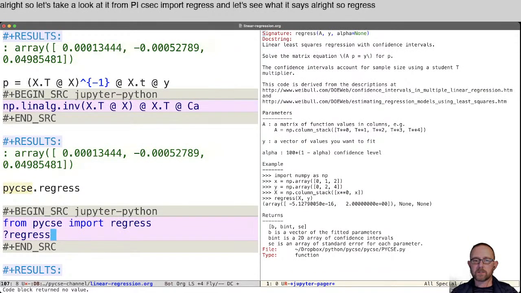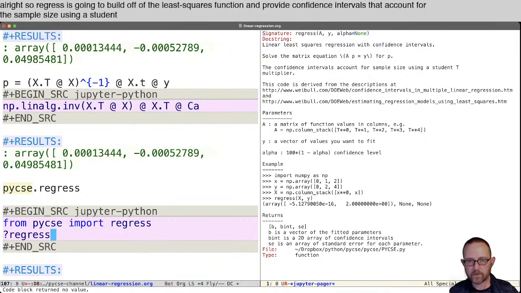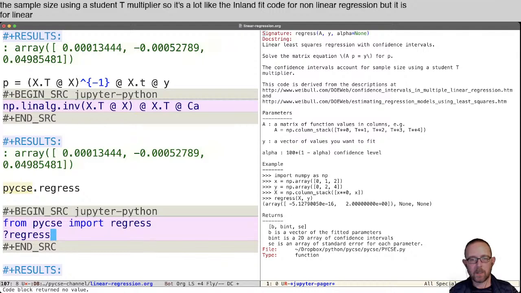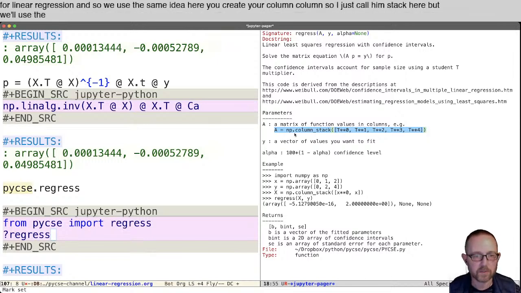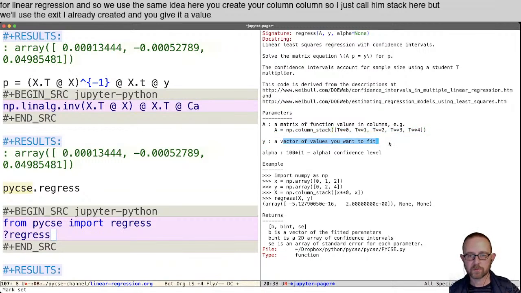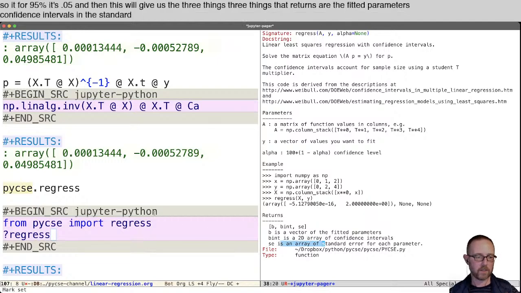All right, so regress is going to build off of the least squares function and provide confidence intervals that account for the sample size using a student t-multiplier. So it's a lot like the nlinfit code for nonlinear regression, but it is for linear regression. And so we use the same idea here. You create your columns. I use column stack here, but we'll use the X that I already created. And you give it a vector of values you want to fit. You choose a confidence level, so for 95%, it's 0.05. The 3 things that it returns are the fitted parameters, confidence intervals, and the standard error on each parameter.